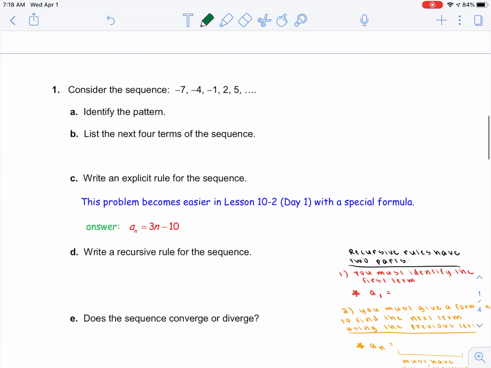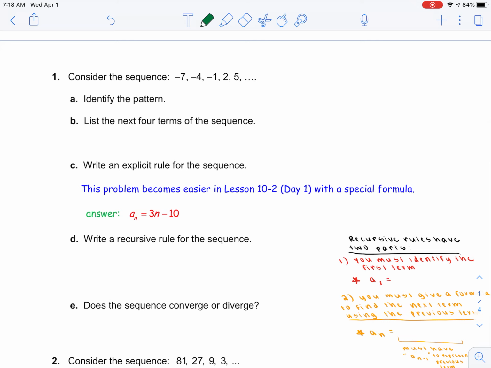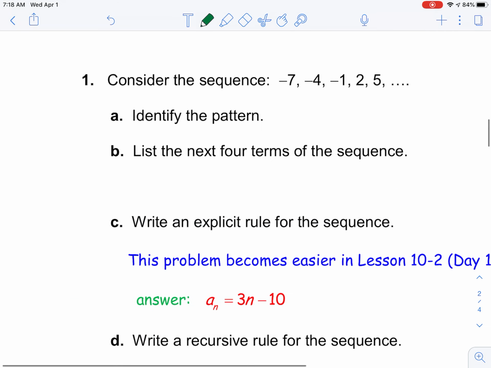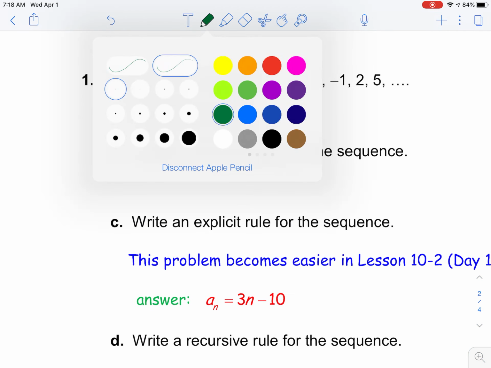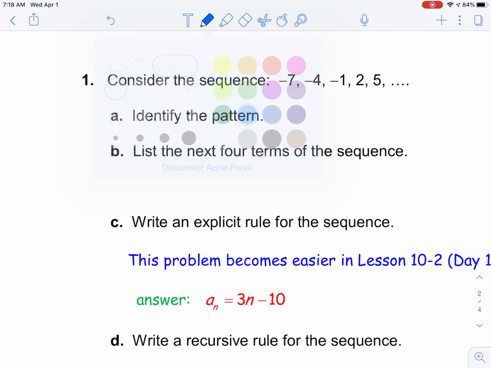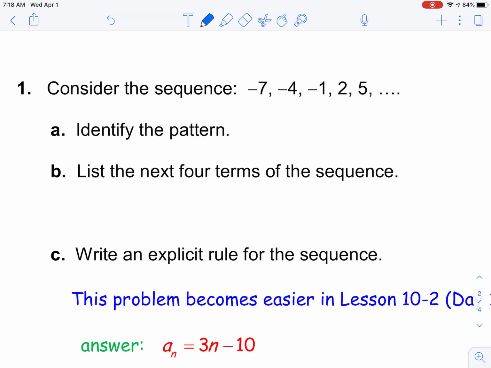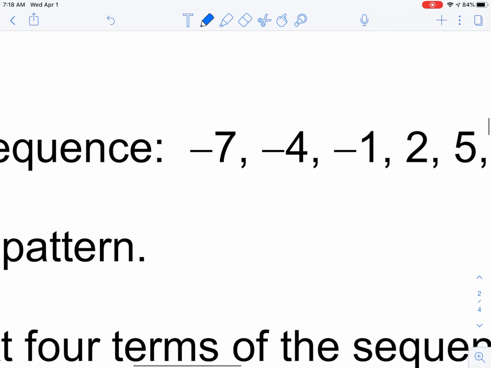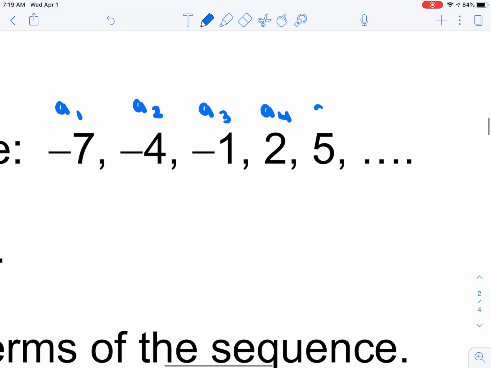Now, let's look at a specific sequence and talk about what we're going to have to do to find different values of the sequence and then write possible rules. The first sequence that's given to you, notice that it's given as a list of numbers. -7, -4, -1, 2, 5. This right here represents a sub 1. This is a sub 2. This is a sub 3. This is a sub 4. And this is a sub 5.